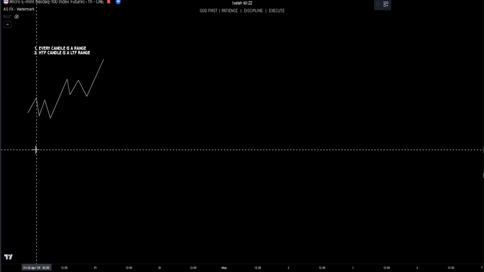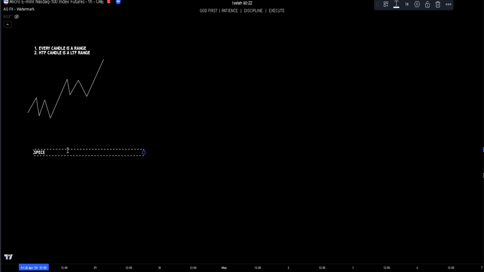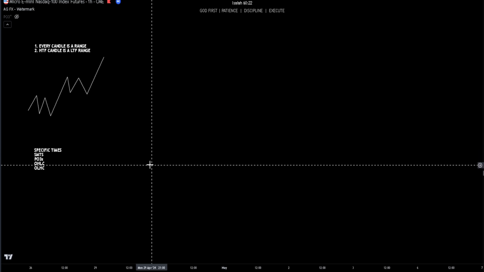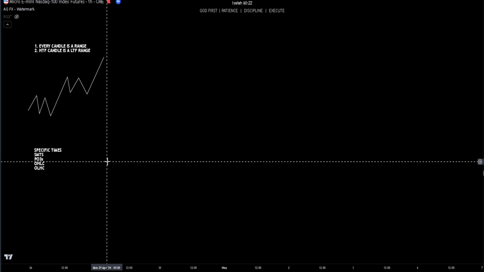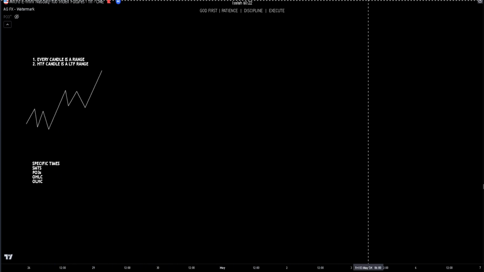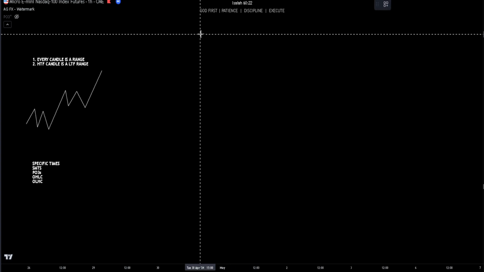So next are your specific times. You need to know your specific times because these things happen every day at a specific time. You need to find your SMTs, power of threes, open, high, low, close, open, low, high, close. So once you have your specific times, you now know how to identify them.